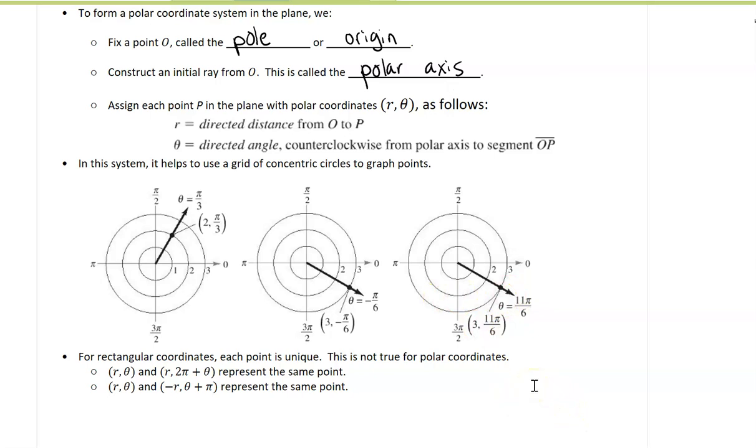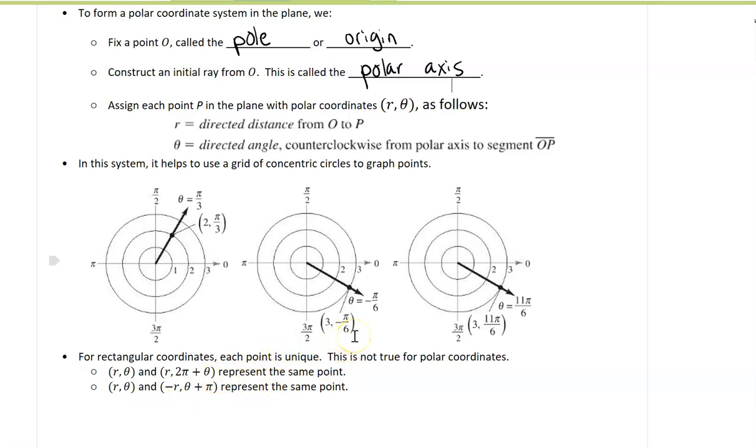So this is an important distinction, because for rectangular coordinates, every point is unique and only has one way to represent it. But this is not true for polar coordinates, because you can have angles that are different but represent the same space. Those are called coterminal angles. Or you also have to consider the way that you handle negative values of r.